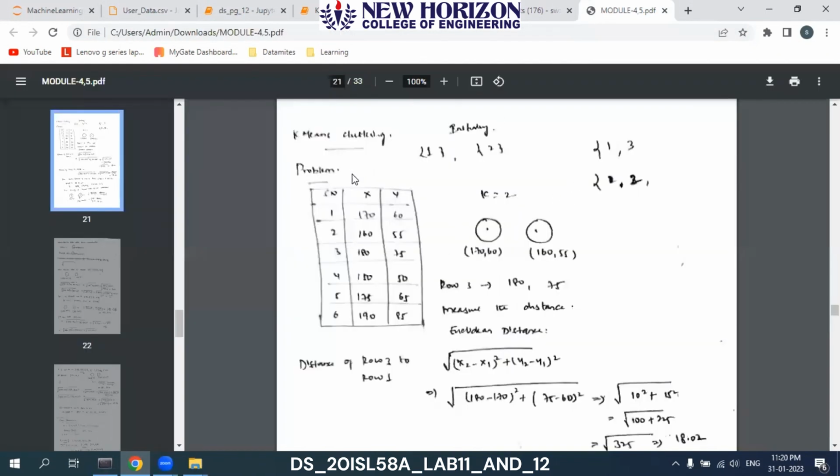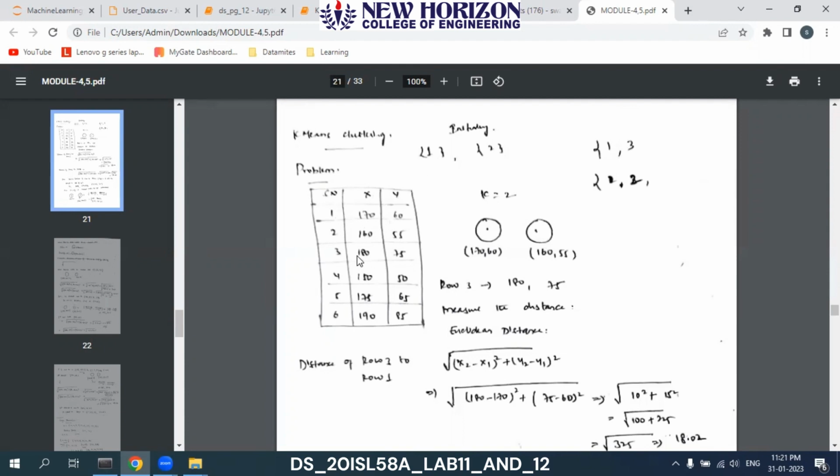I'll just show here. For example, consider that this is the set of data: 170, 60, 160, 55, 180, 75, 150, 50, 175, 65, 180, 85. How the clustering algorithm basically works is that initially it randomly chooses two groups of the data. Here we are choosing the 1st and 2nd data, 170, 60 and 160, 55. Now these serve as the centroids as well. Now we check the third row, as these two form different sets of data. So this is the initial set of the clusters.